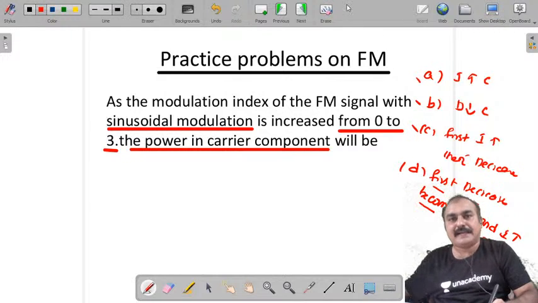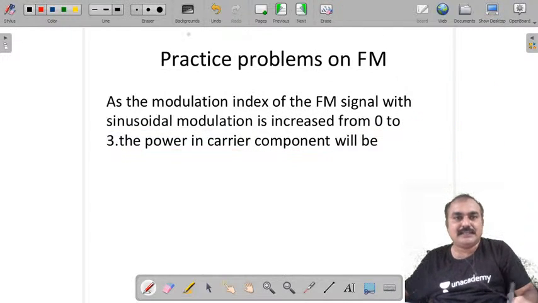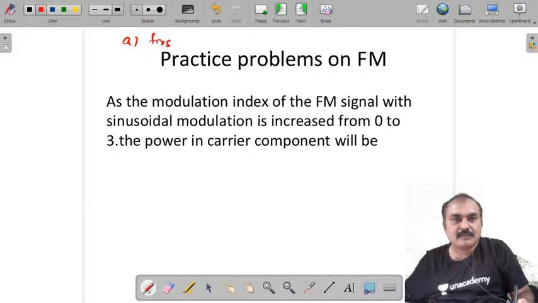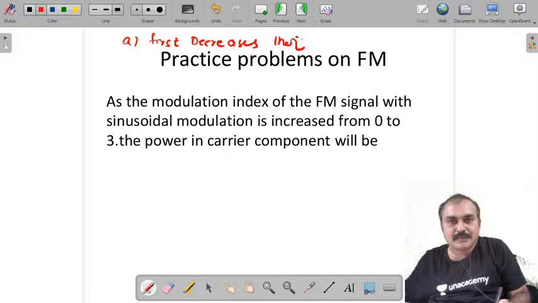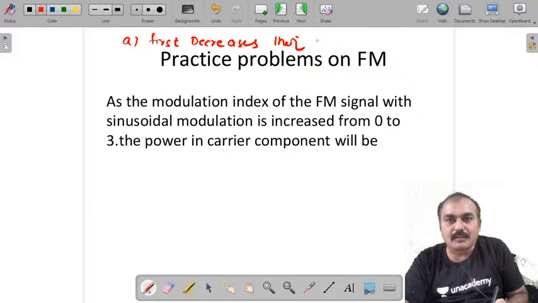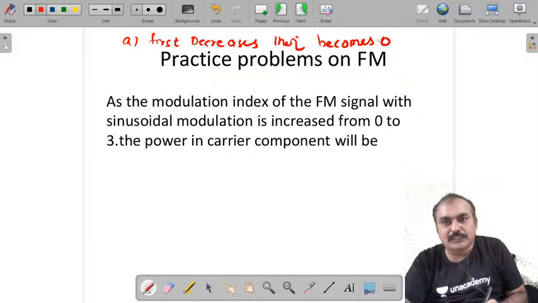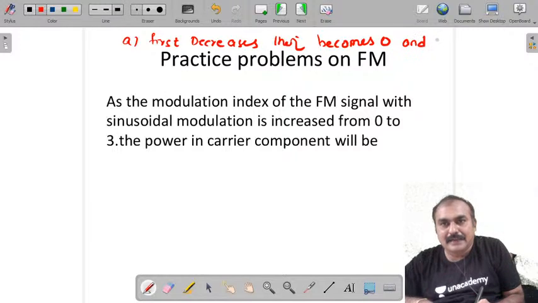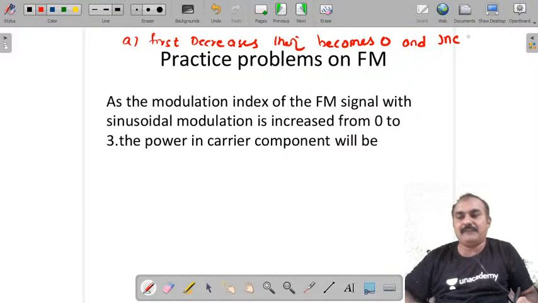I will show you practically. The answer for this question is: first it decreases, then becomes 0, and increases. I will show you here.